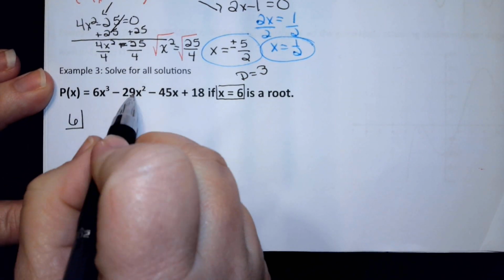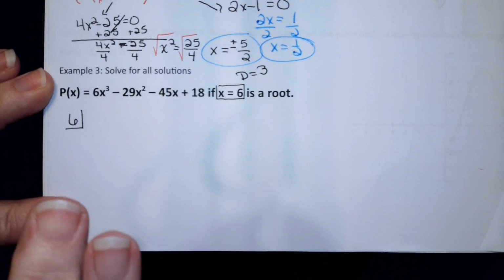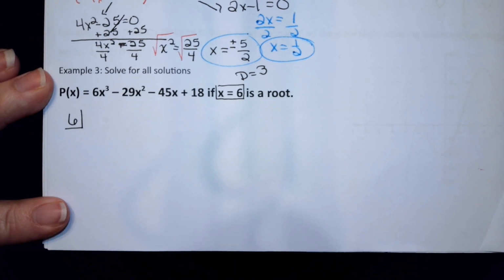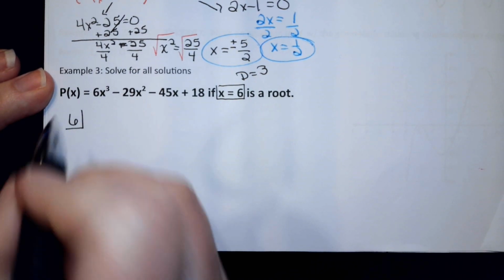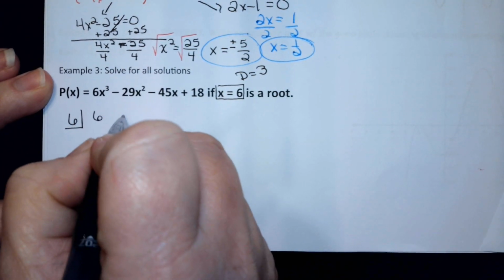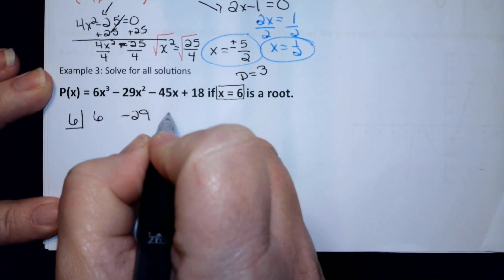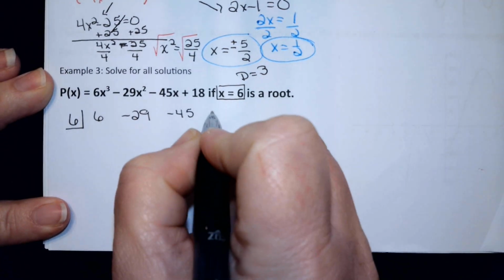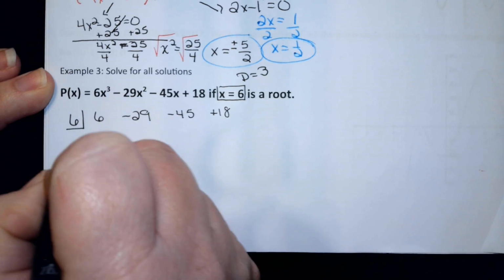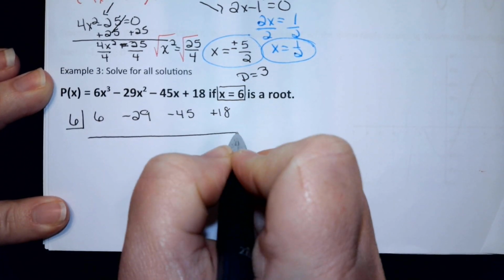Alright, 3, 2, 1, constants. I've got all my terms. They're in descending order. There's no missing term, so we don't have to do a placeholder. So here we've got a 6, a negative 29, a negative 45, and an 18. Oops, I didn't mean to put plus there, but it's a positive 18.